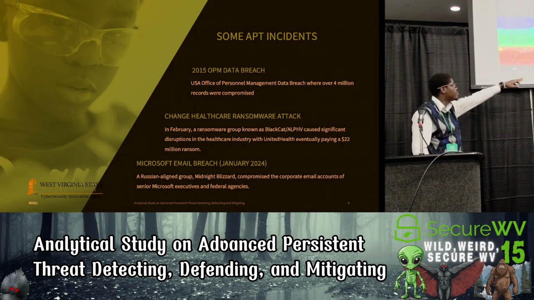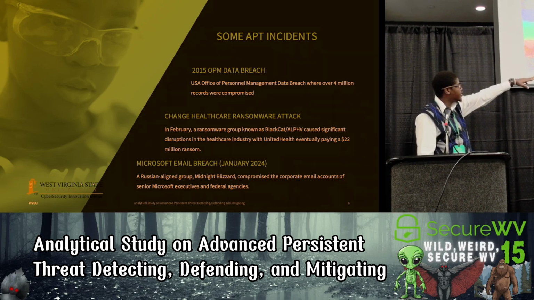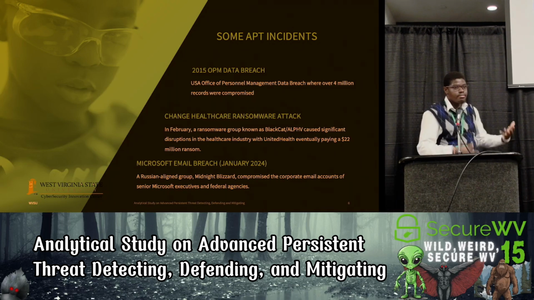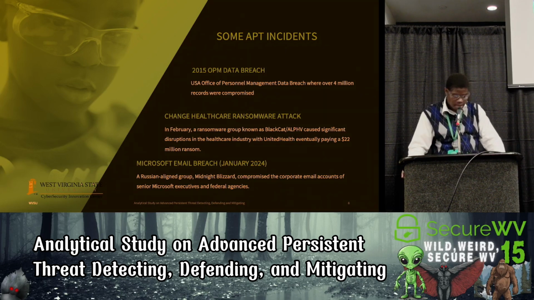Of course, we have some 2024 healthcare and Microsoft breaches also in 2024. Of course, a healthcare breach is very dangerous because it's confidential data.